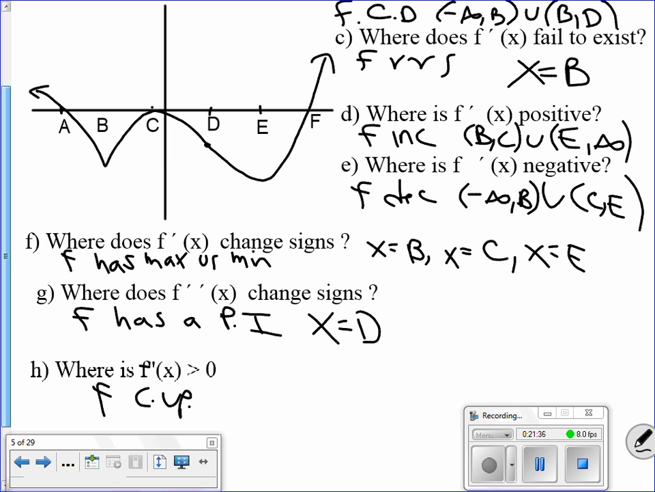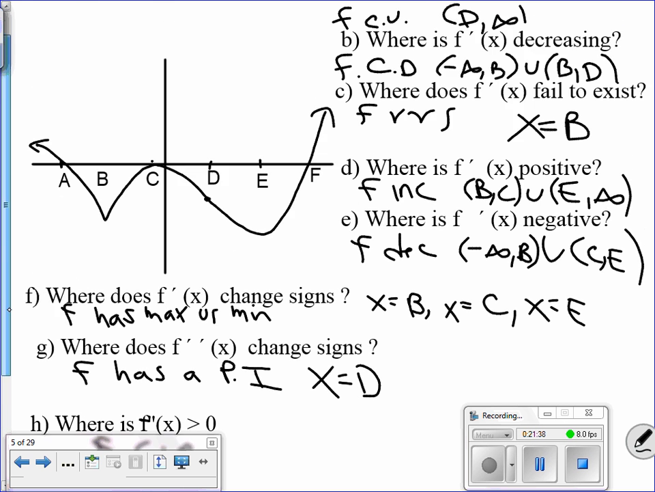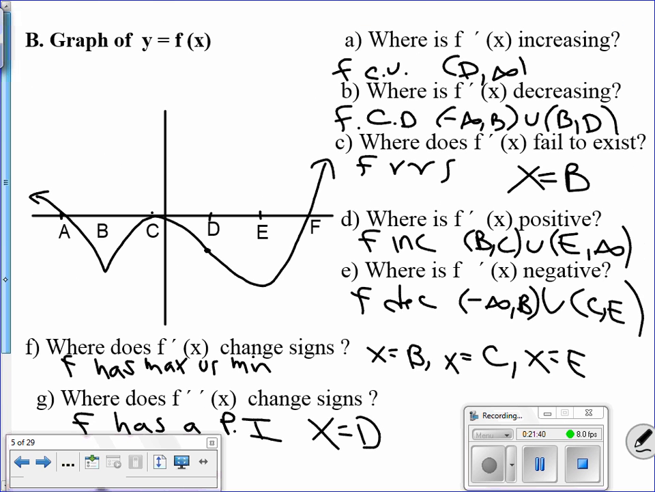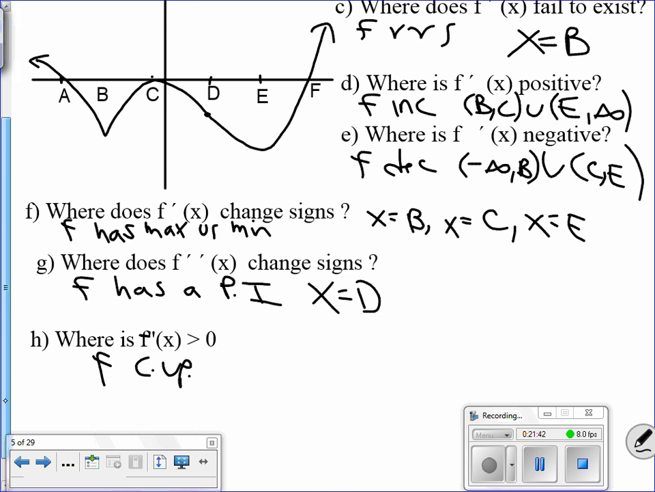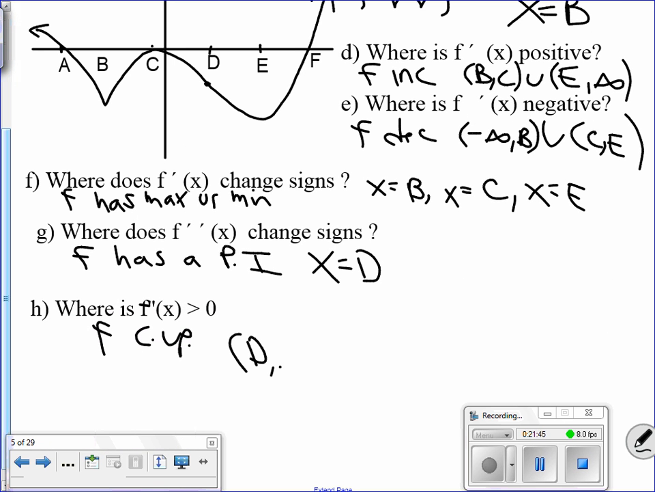Oh, it's the same as the first question, because there are different ways. Before I said, where's the first derivative increasing? That was the same question. So it's D to infinity. Saying where's the first derivative increasing is just like saying where's the second derivative positive. What do you think about that?